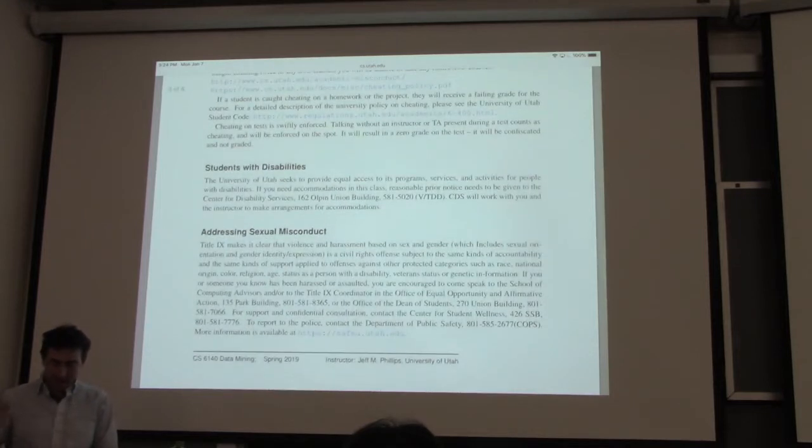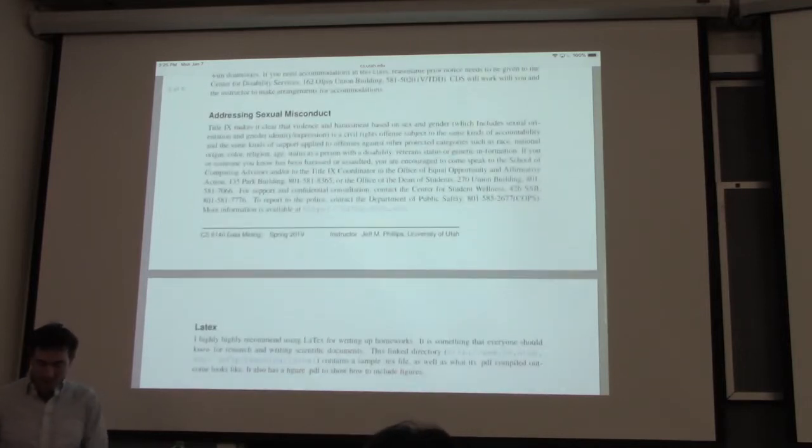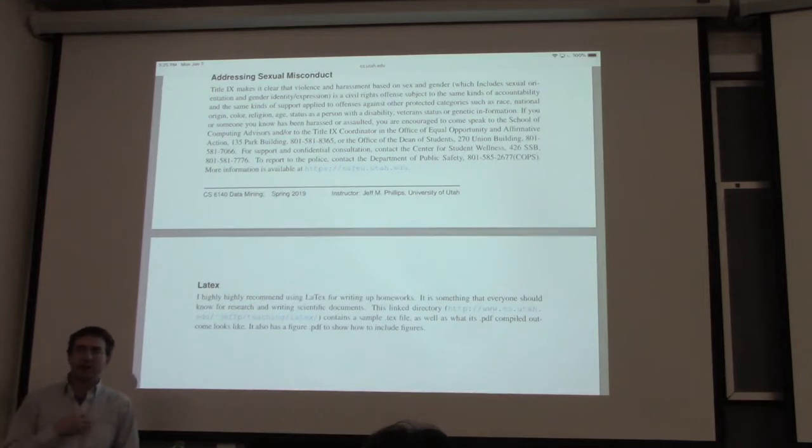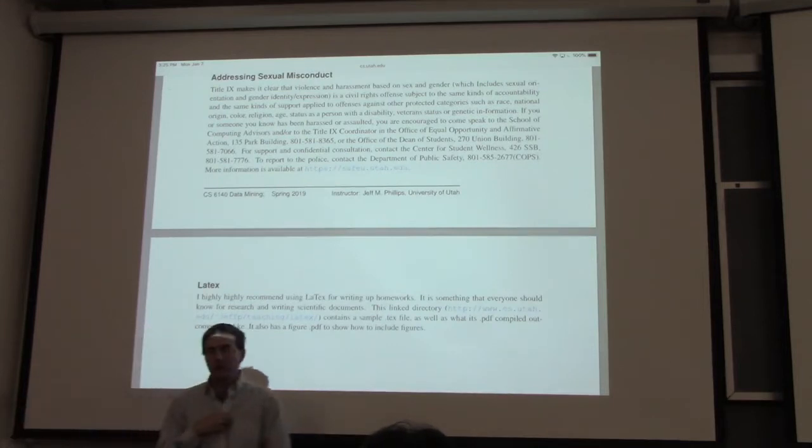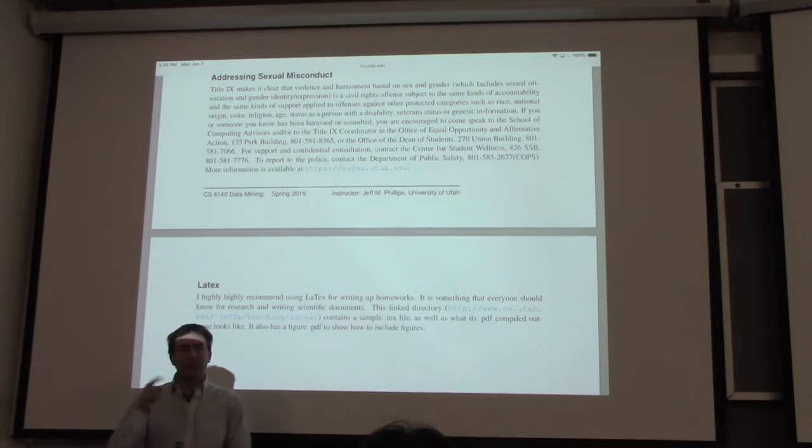Then the standard stuff: students with disabilities, talk to CDS. If there are issues with misconduct, these are the standard policies of the School of Computing. I encourage you to use LaTeX in writing up the homework. On Canvas, you will be turning things in as a single PDF for each homework assignment. You probably won't need to turn in code. Occasionally I've said that for a particular assignment I'll require you to turn in code, and I'll let you know a week before it's due. But generally I won't ask for code.